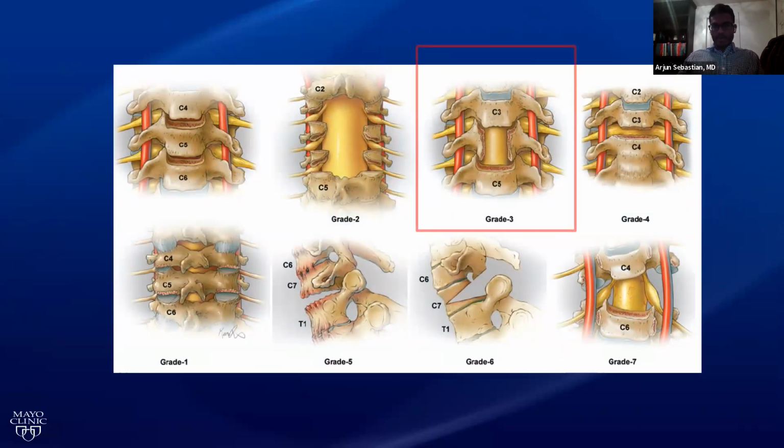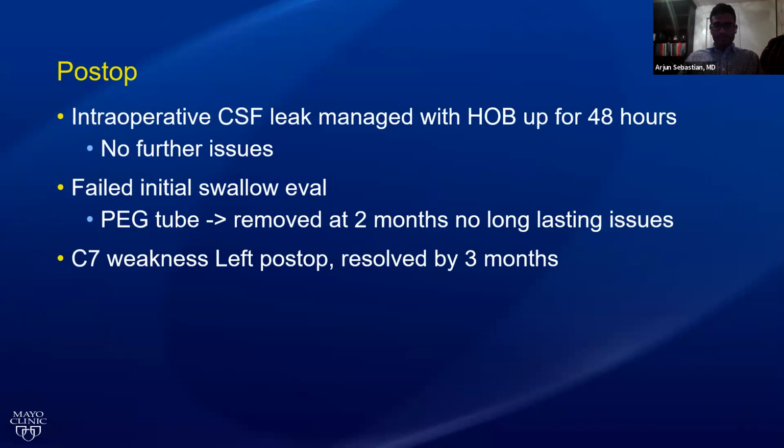You can see here, this would kind of fall into the grade 3 category in the Ames classification in terms of osteotomy. We did manage his intraoperative CSF leak with the head of bed elevation, keeping him upright for 48 hours. He also had some swelling issues, which resolved at 2 months, as well as some root palsy, an increased C7 weakness on the left side, which resolved at 3 months as well.